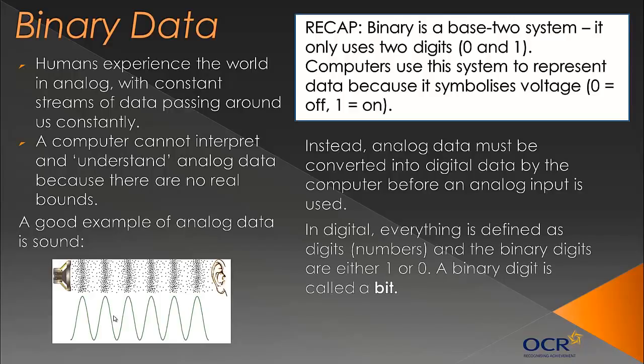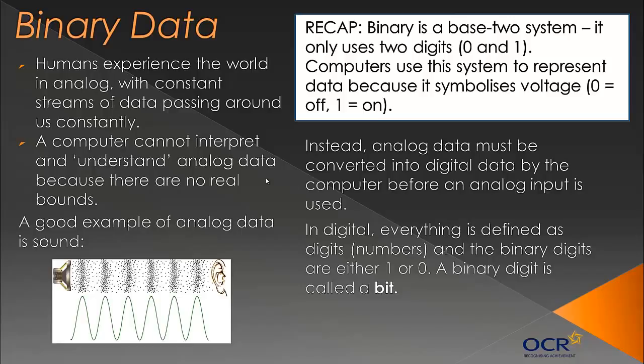In digital, everything is defined as digits, which are numbers, and for binary, digits are either 1 or 0. So most digital data is in terms of binary, and a binary digit is called a bit, and we're looking at that in the next slide. But briefly, let me just recap this. The spec doesn't mention analog and digital data, but it's the most fundamental thing you understand. If you take anything out of all these 23 videos, it's this slide. I really want this to come across.